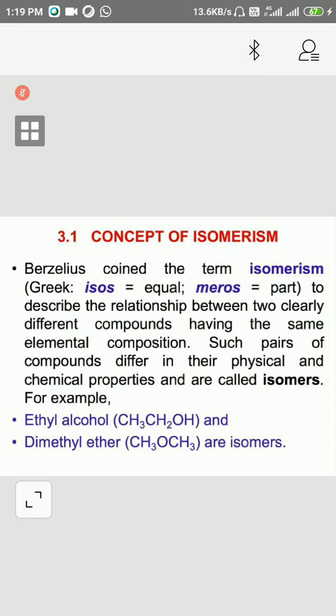Initially there was isomerism. People did not know about the stereoisomer. So first we started with isomerism, meaning different compounds having the same elemental composition, a pair of compounds having the same molecular formula but different structural formula. So they have different physical and chemical properties, and they are called isomers. For example, ethyl alcohol and dimethyl ether. This is the first example, which we have known since class 11th or 12th.